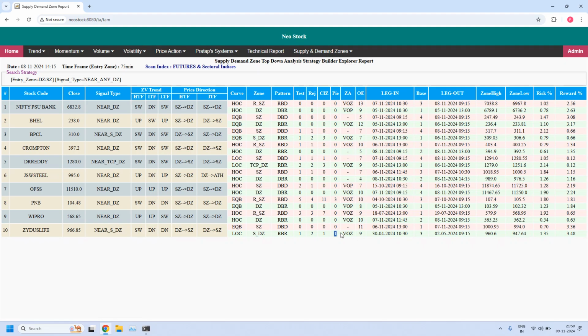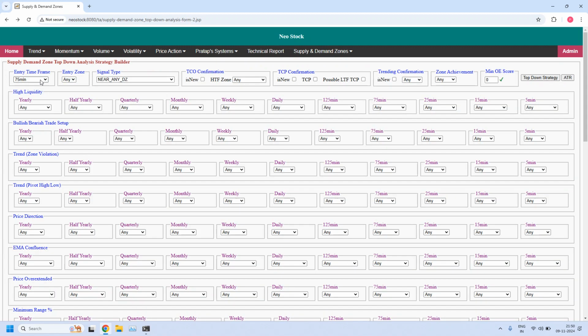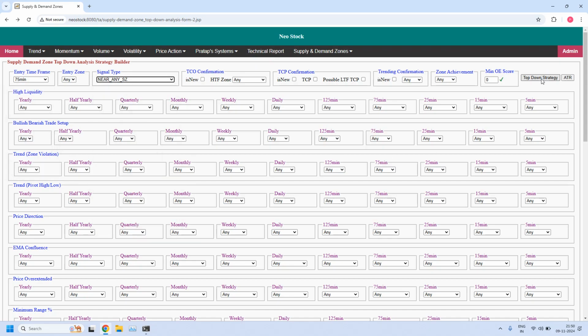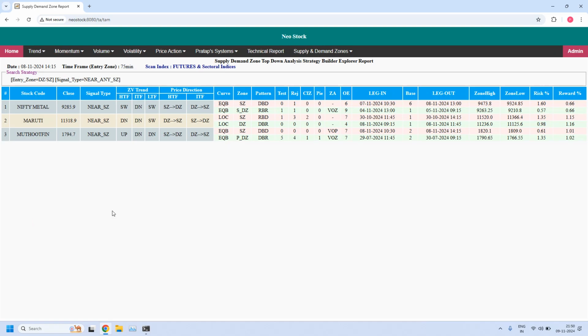And Zydus is pierced. You have to ignore this. So we identified only 2 stocks, BPCL and Dr. Reddy, at the high liquidity 75 minutes demand zone. Next, for 75 minutes time frame, let us find the stocks near 75 minutes supply zone. We don't have any 75 minute supply zones from this list. Okay, so we have completed stocks near 75 minute daily and 75 minutes high liquidity zones.